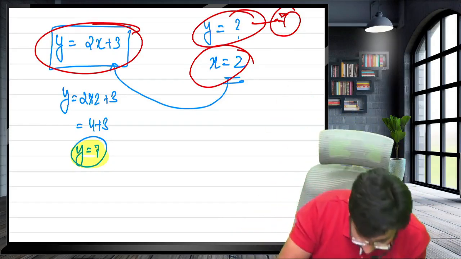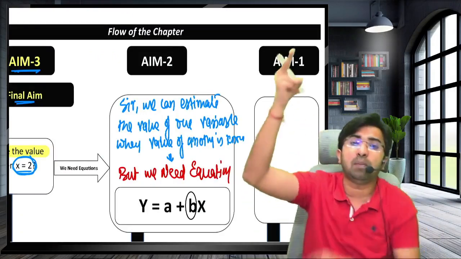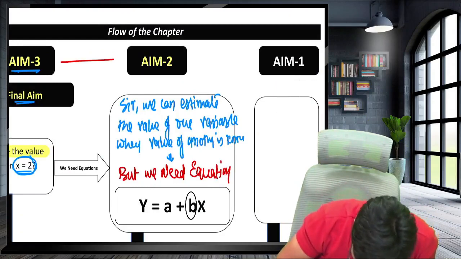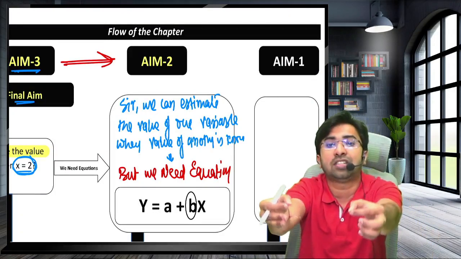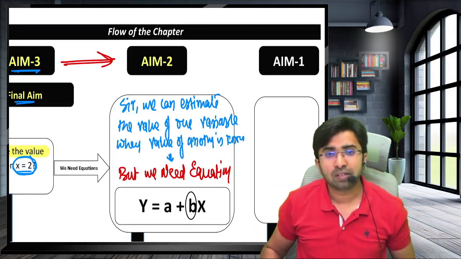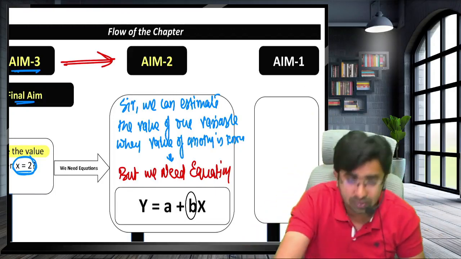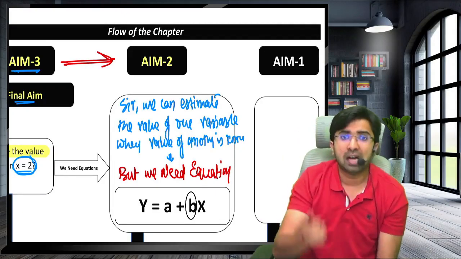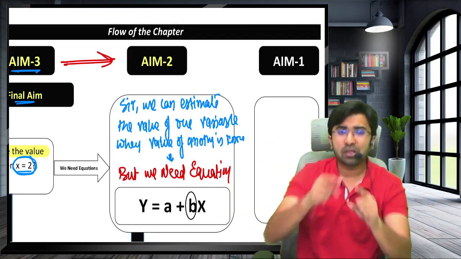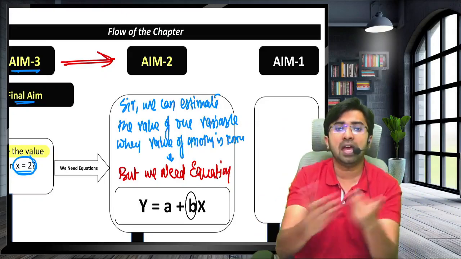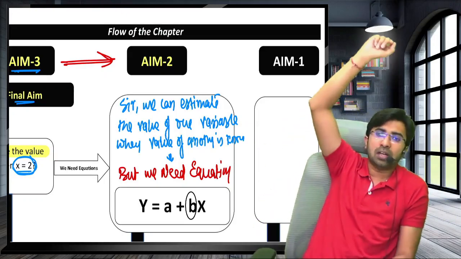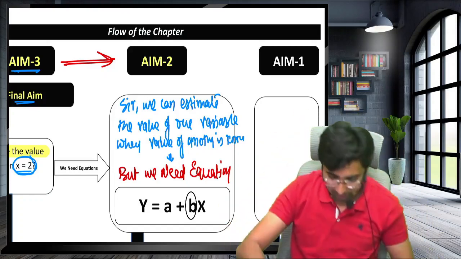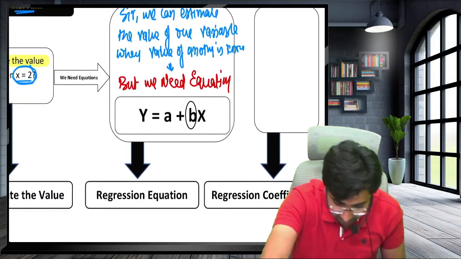No. So here comes the origin of our aim number 2. Guys, you cannot achieve your aim number 1 unless you have already achieved your aim number 2. You cannot estimate the value of x when y is 2 unless you have the equation. Without it, where will you put x? Here comes the origin of another aim, aim number 2, and my aim number 2 is regression equation.